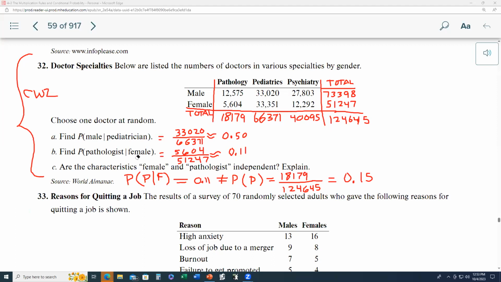Given that we select a female, what's the probability that we select a pathologist? Well, given that we select a female, locks us into the female row. So we're locked into the female row here. Given that, what's the probability we select a pathologist? Well, that's 5,604 pathologists divided by 51,247 females, 0.11. That's your probability, approximately 0.11. Anybody get that?